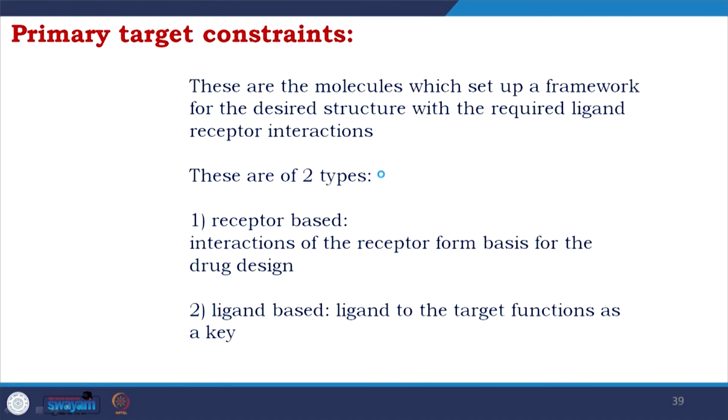Primary target constraints: these are the molecules which set up a framework for the desired structure with the required ligand receptor interaction. So, you have it and you have a group here. Based on this you do complementary identification.